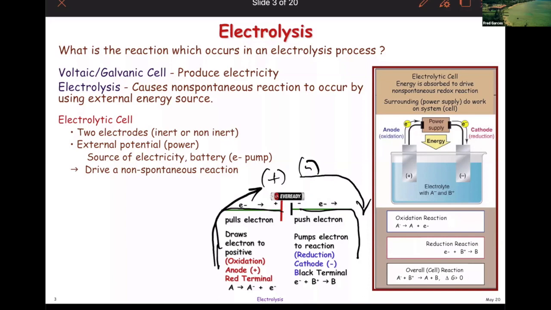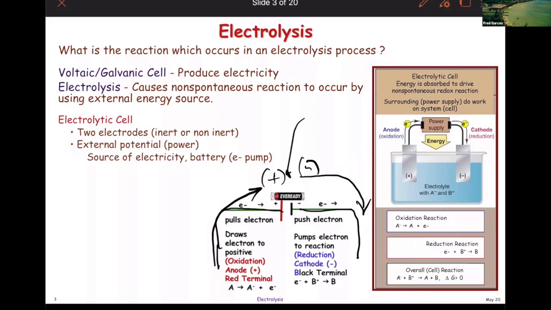So we have an arrow. This is only a one-way street. We can't have the electrons coming in one direction and electrons leaving in the same direction. It's going to be moving in the opposite direction. Okay, so that's what's going on with that battery.